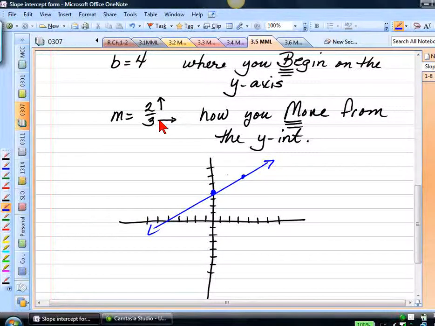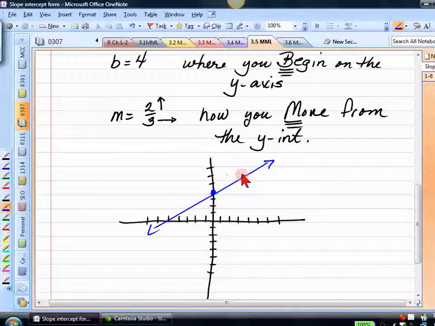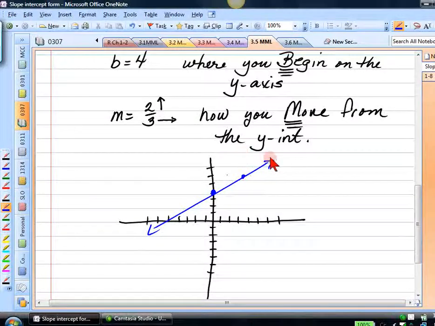By the way, if I wanted to, I could have gone up 2 more blocks and over 3 more blocks, and I would have fallen on the line again because the moving instructions stay consistent. You could go up 2 and right 3 over and over and find a bunch of points if you wanted to.